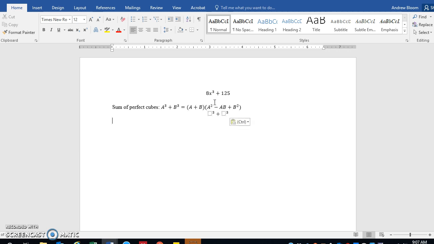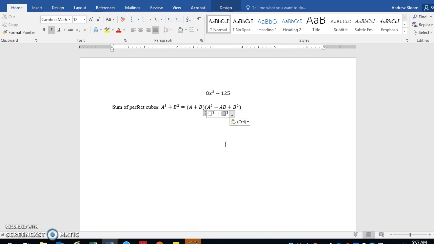If it's a sum of perfect cubes, then it falls into a formula that we can use. And the question that we really have to ask ourselves is whether or not we can rewrite this polynomial as something cubed plus something cubed. Let's deal with the constant term first. Is it possible that we could rewrite 125 as something cubed?